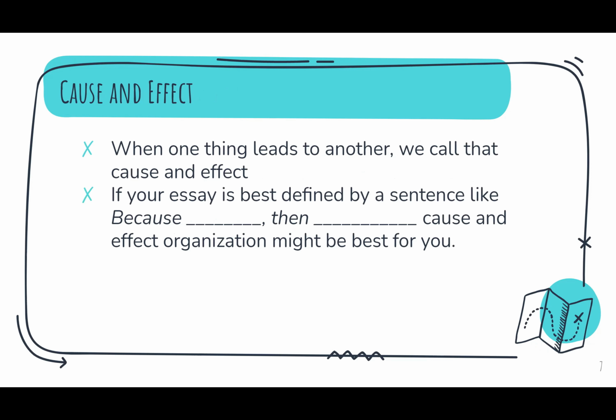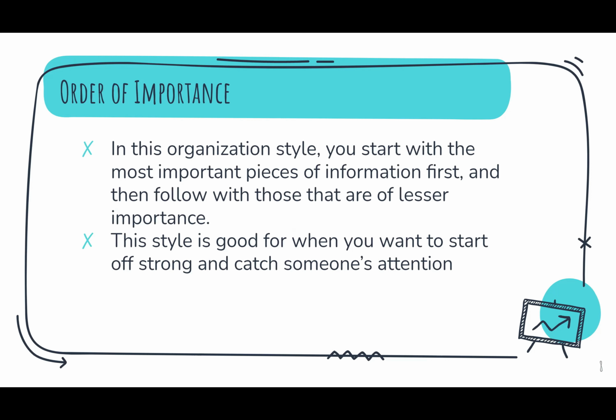Next, we'll talk about cause and effect. When one thing leads to another, we call that cause and effect. If your essay can best be defined by a sentence like because blank, then blank, cause and effect organization might be best for you. Next is order of importance.